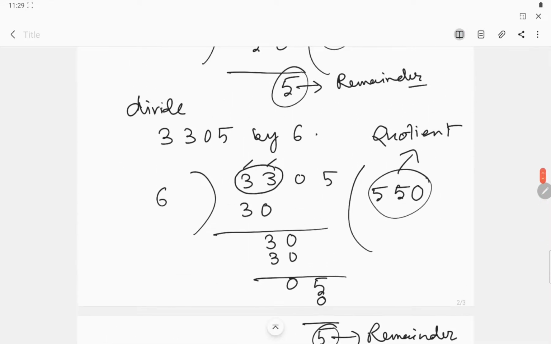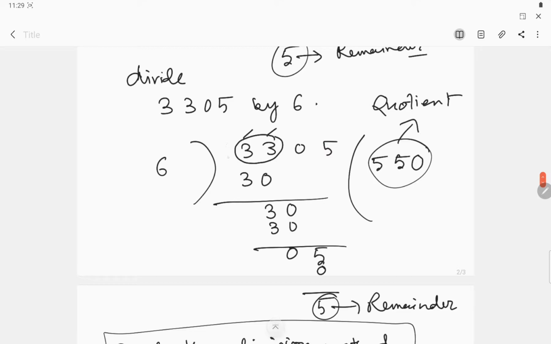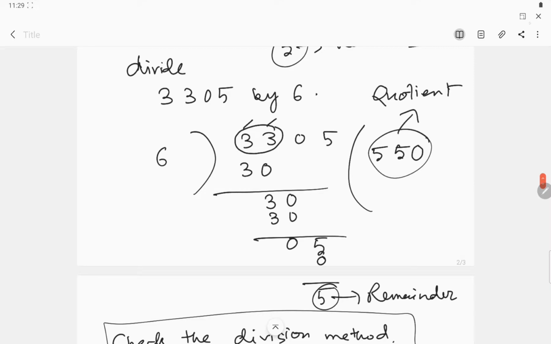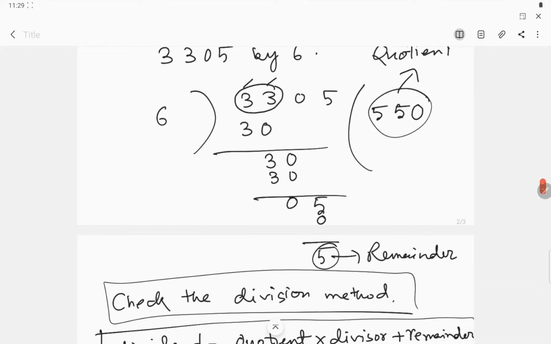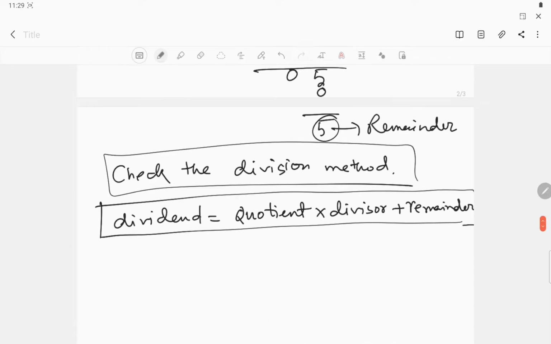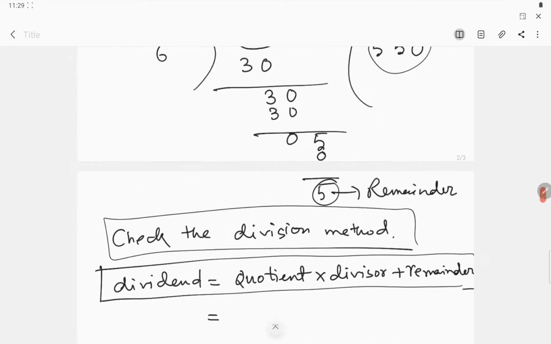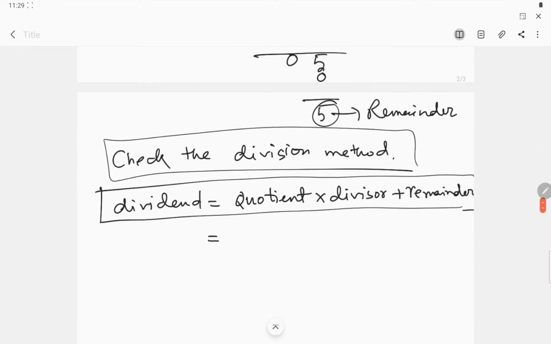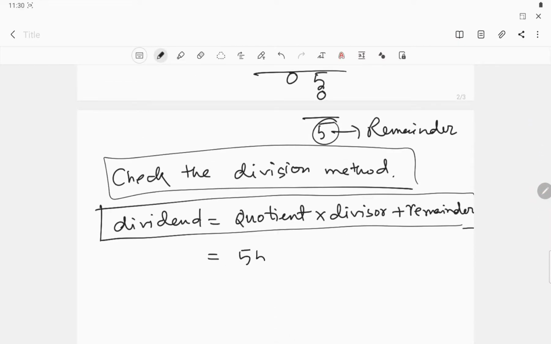Suppose I have taken this example. The dividend is 3305, the divisor is 6, the quotient is 550 and the remainder is 5. If you get the dividend, the answer is right.